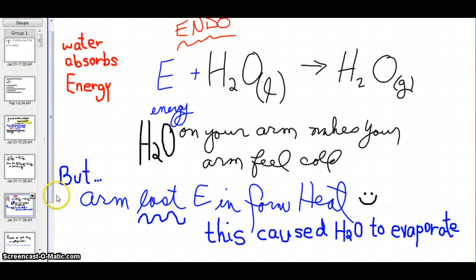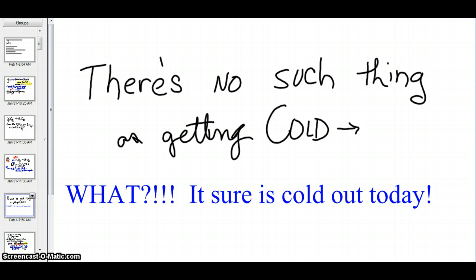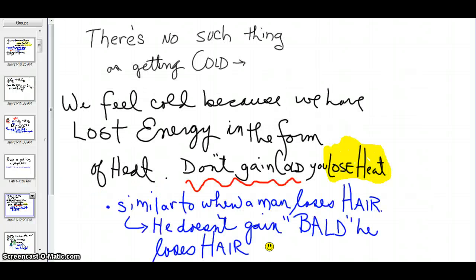Now, if your arm loses energy, then your arm feels cold. But in a way, there really isn't anything in particular that we could quantify in terms of cold. Cold is really just simply an absence of heat. When you're cold, you don't gain coldness, you lose heat. And that heat is a form of energy.